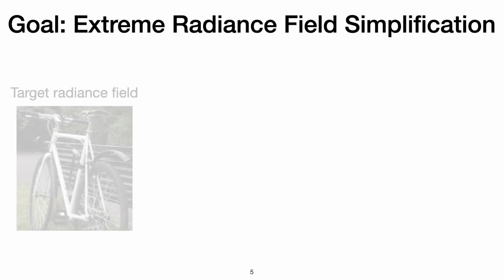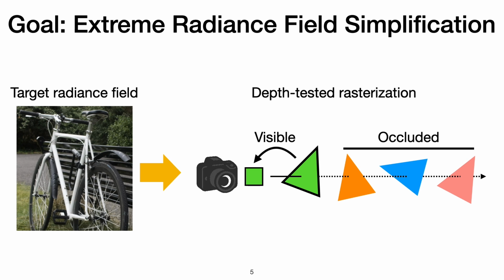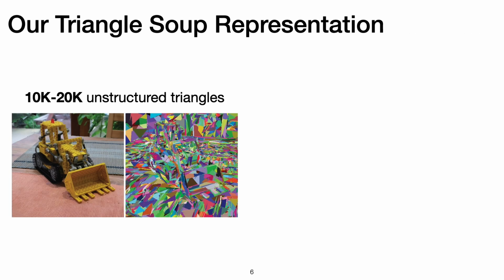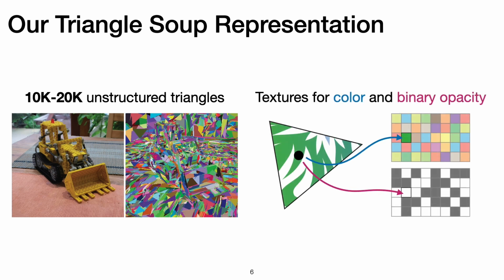To address these challenges, we aim to simplify radiance fields into a drastically reduced number of triangle primitives that are rendered using standard rasterization with the depth test. Specifically, we represent a scene using only 10 to 20,000 triangles, where detailed appearance is encoded in textures that store color features and binary opacity. This representation enables straightforward real-time rendering and efficient transmission on mobile devices.